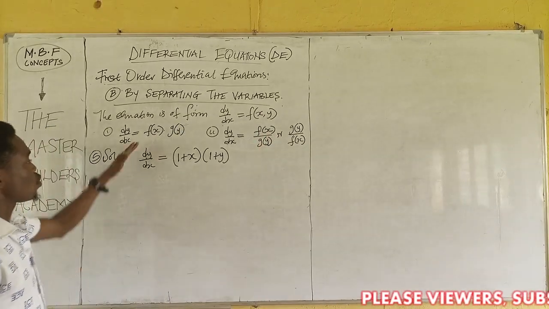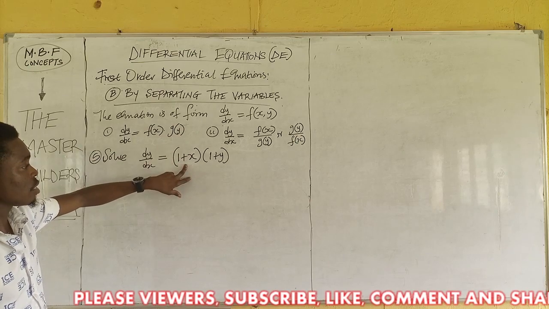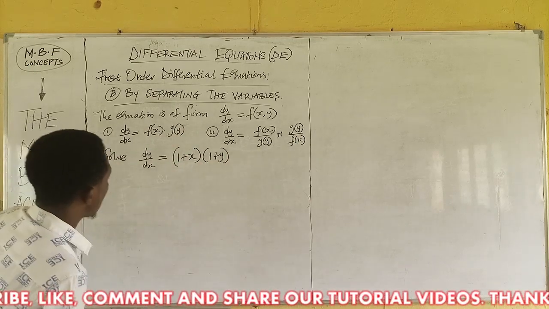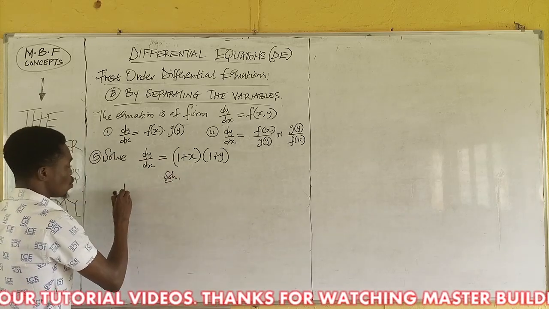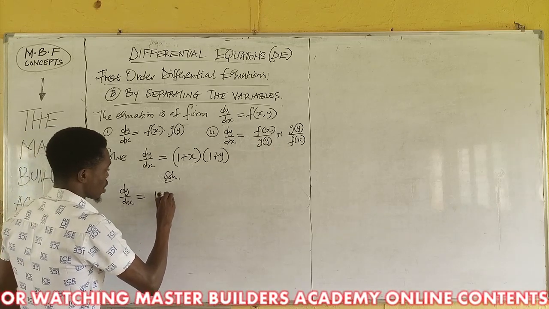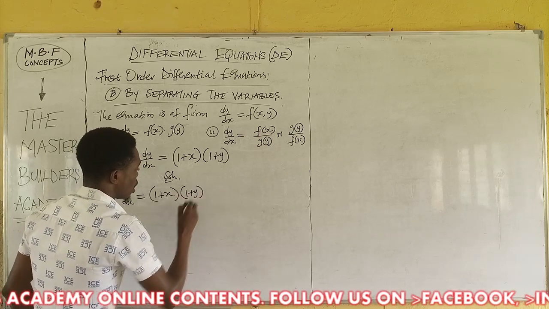We are asked to solve dy over dx is equal to open bracket 1 plus x close bracket, open another bracket, 1 plus y close bracket. Now we put down our solution. Then we have dy over dx is equal to 1 plus x times 1 plus y. Now what do we do here?